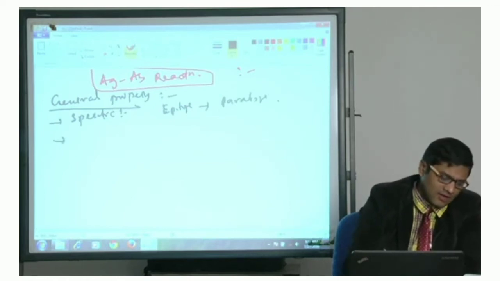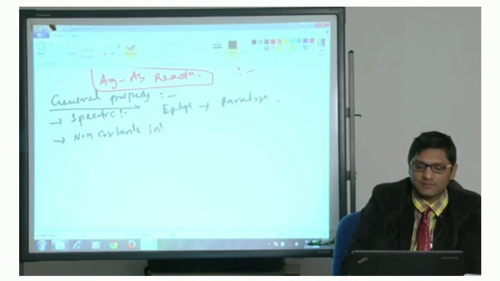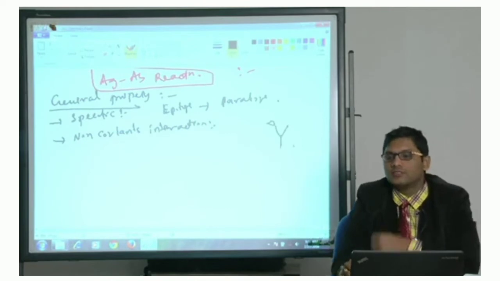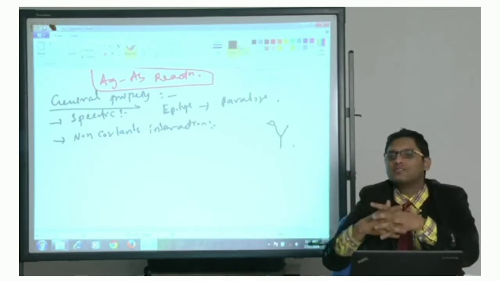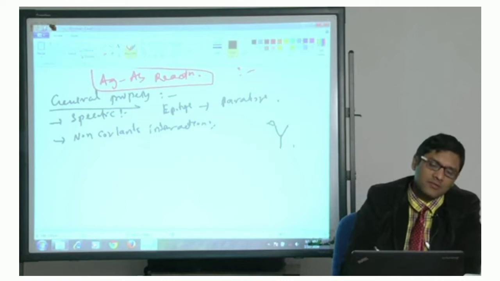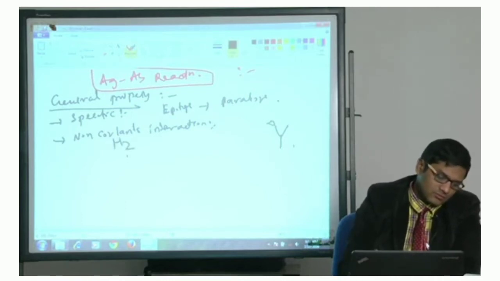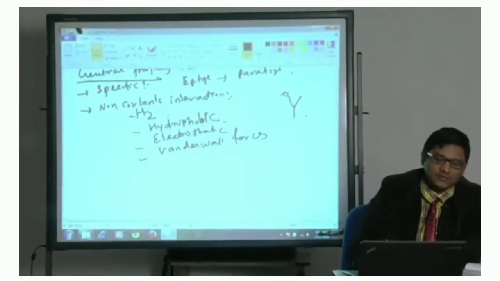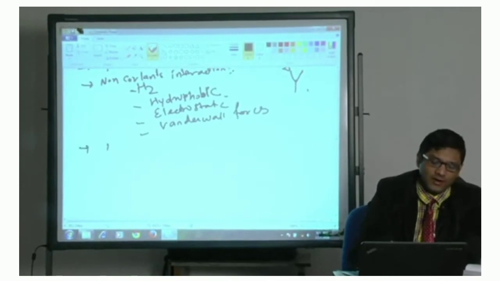And there are various non-covalent bond interactions that take place. They sometimes ask, when an antigen binds to its antibody, what are the various bonds by which they are bound to each other? The answer will be various non-covalent bonds like hydrogen bond, hydrophobic bond, electrostatic bond.